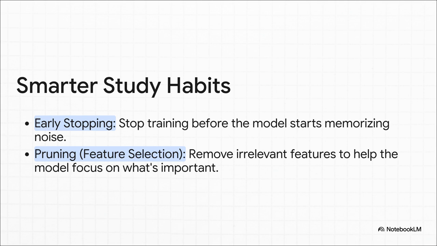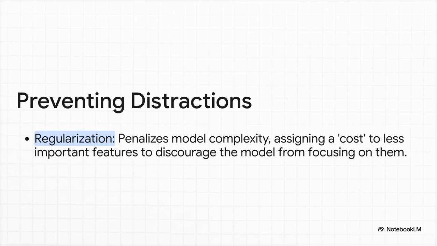It's like telling our student, hey, don't worry about the page numbers or the publisher's logo, focus on the actual concepts. We can also help the model avoid distractions with a technique called regularization. Think of this like adding a penalty for being too complex. The model gets fined for paying too much attention to features that aren't that important. This forces it to focus only on the signals that really, truly matter for making a good prediction and to ignore all the distracting noise.